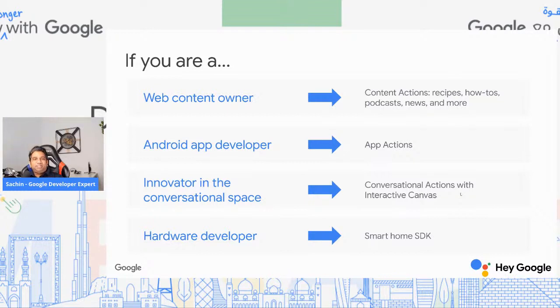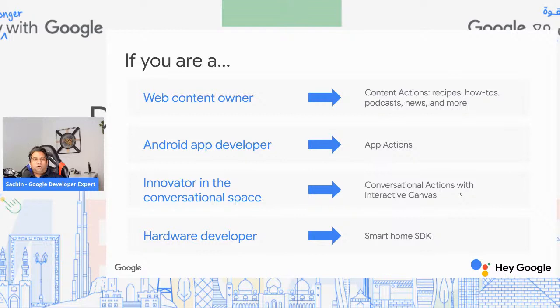If you're an innovator in the conversational space, I would highly recommend that you start looking into conversational actions and interactive actions, so Interactive Canvas. What that means is, I'm sure you would have seen devices with smart displays. There you can use Interactive Canvas, where you can have a visual display along with voice-driven actions, right?